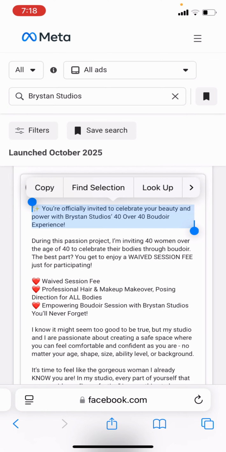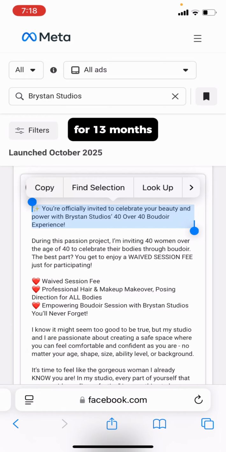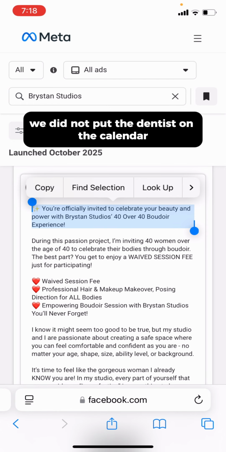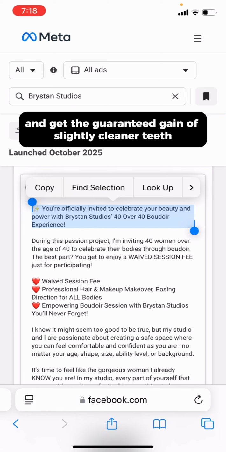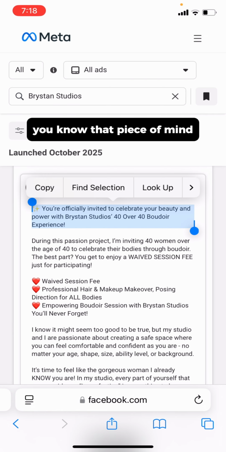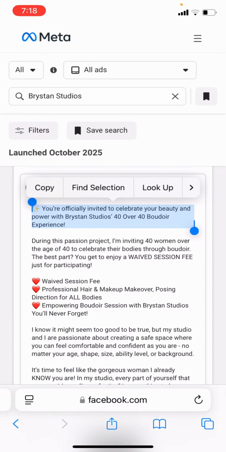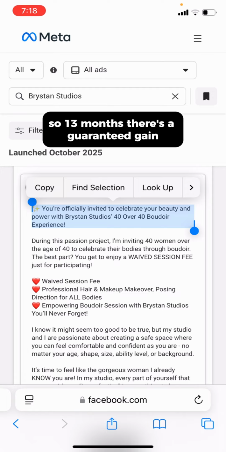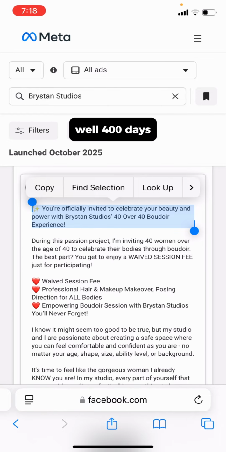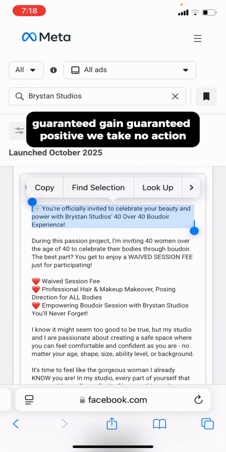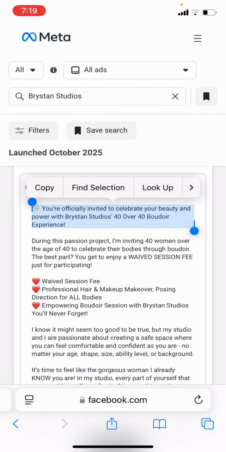Scenario 1, for 13 months, we did not put the dentist on the calendar. We did not take an action to put the dentist on a calendar and get the guaranteed gain of slightly cleaner teeth and knowing we don't have any cavities, that peace of mind. So 13 months, there's a guaranteed gain, guaranteed positive, we take no action. Well, 400 days, guaranteed gain, guaranteed positive, we take no action.